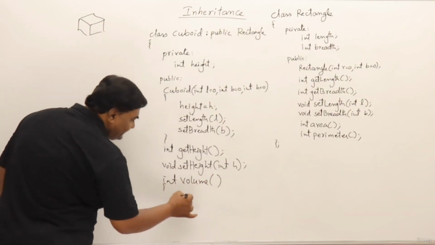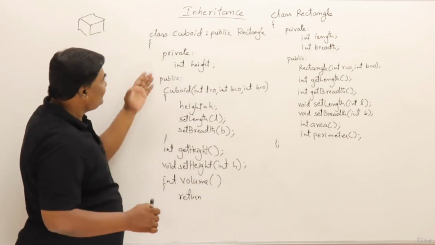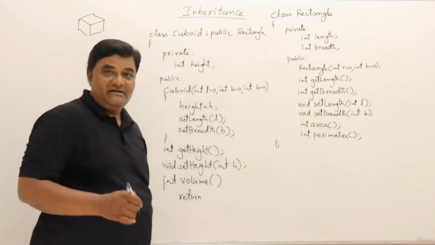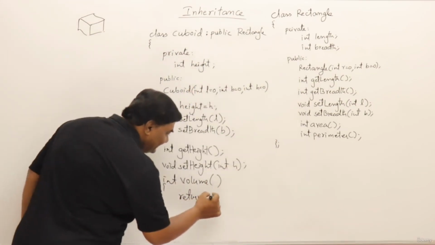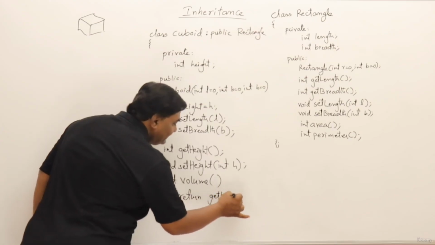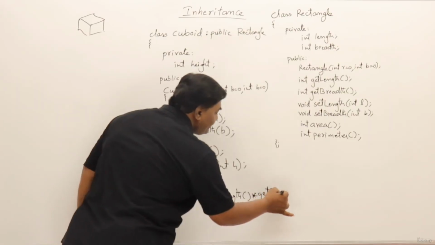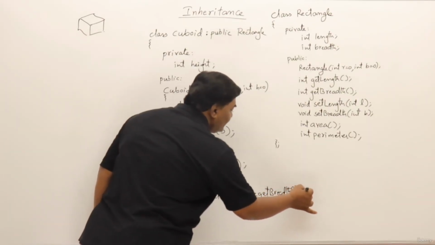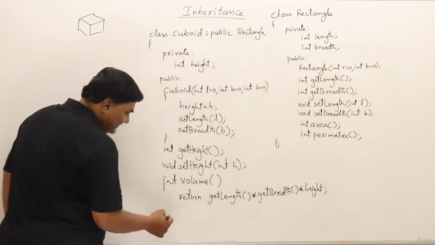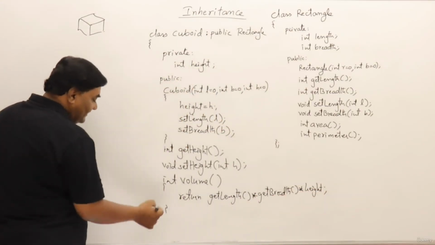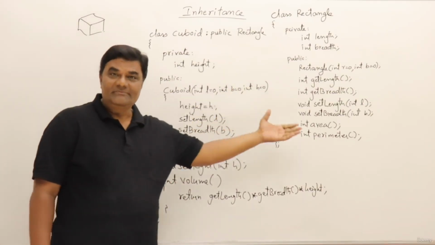I will implement this one, which will return what? Length into breadth into height. So can this cuboid class access those members directly? No. Then how to know length? So we have a method available here, that is get length. Get length into get breadth into height. That's it. So height is directly available here. I will close this class. So that's how this is an example of cuboid class inheriting from rectangle class.